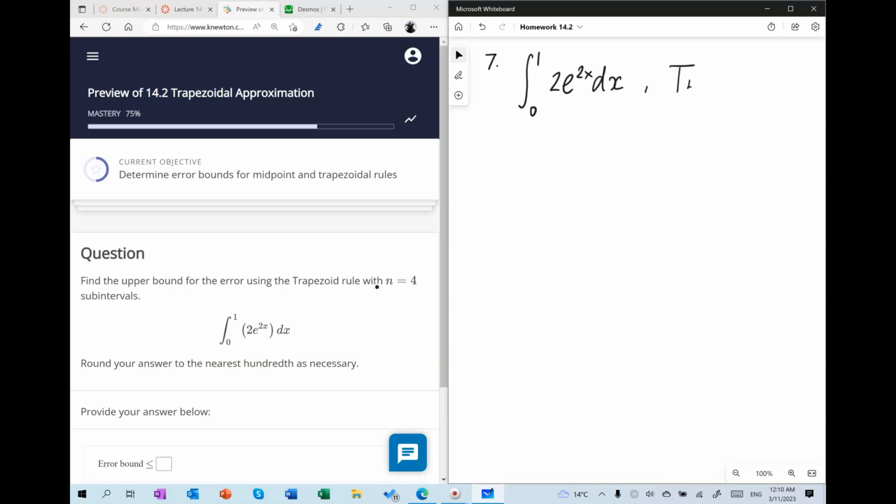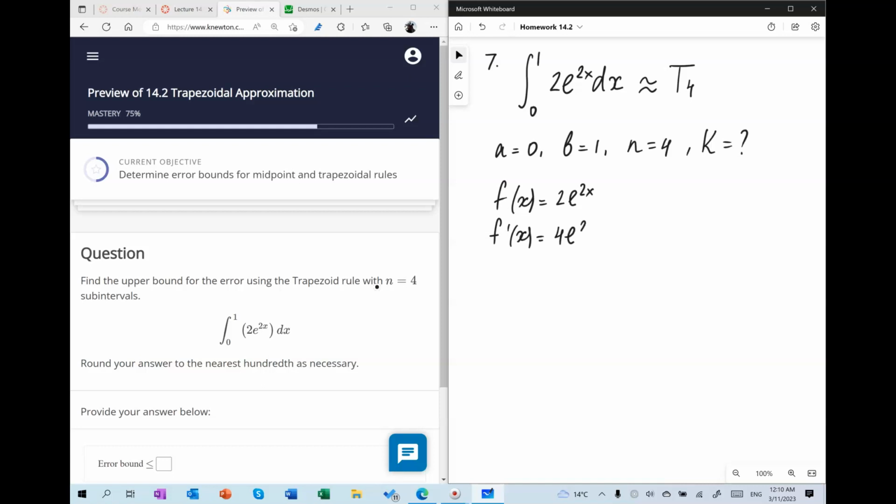We are looking for the error of T4. So again, the correct notation here is we use T4 to approximate this. And let's identify all the ingredients. A is 0, B is 1, N is 4. We need to find K. To find K, we're going to find the upper bound of the second derivative.